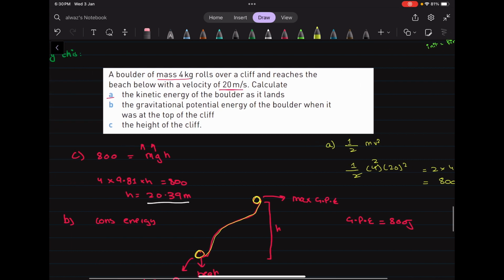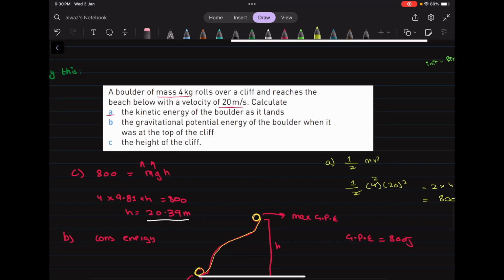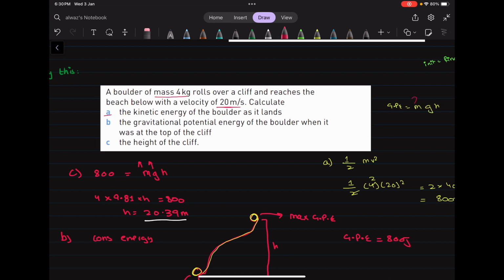Now the B part: the gravitational potential energy of the boulder when it was at the top of the cliff. For gravitational potential energy, we know that the formula is mgh. Okay, so we do know m, we do know g, we need to find the gravitational potential energy, but we don't know h. Now, is there a way to get an answer? Yes, there is actually.